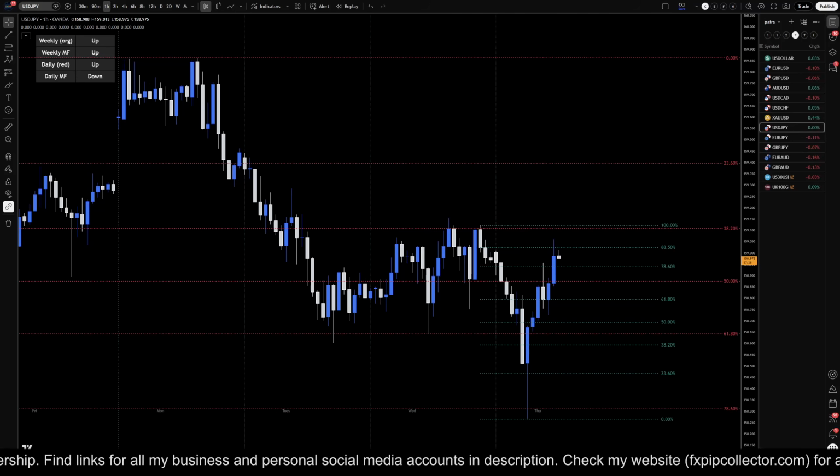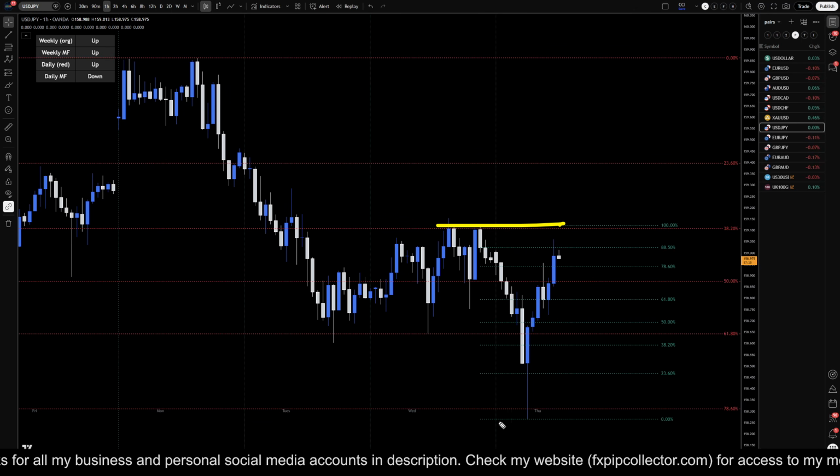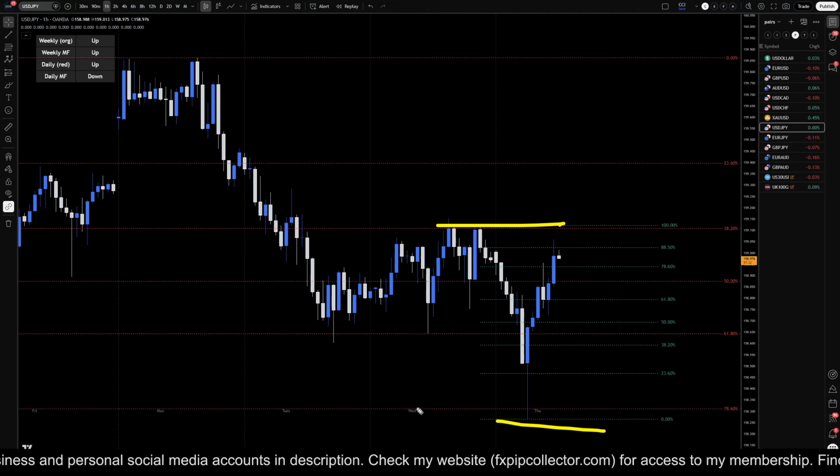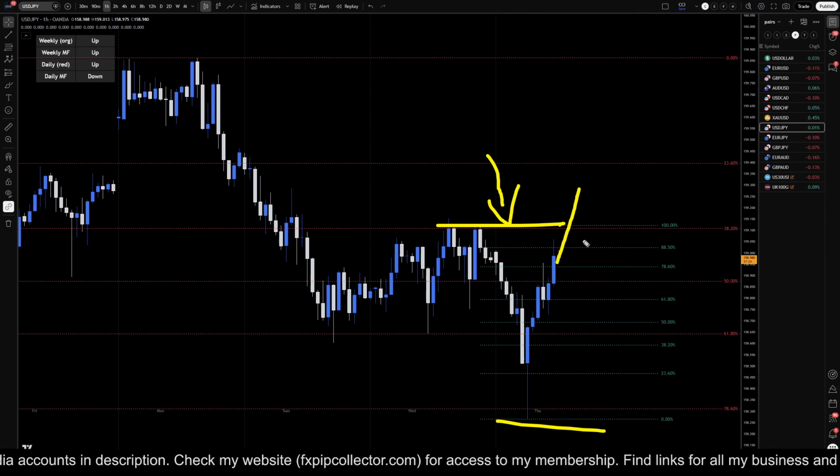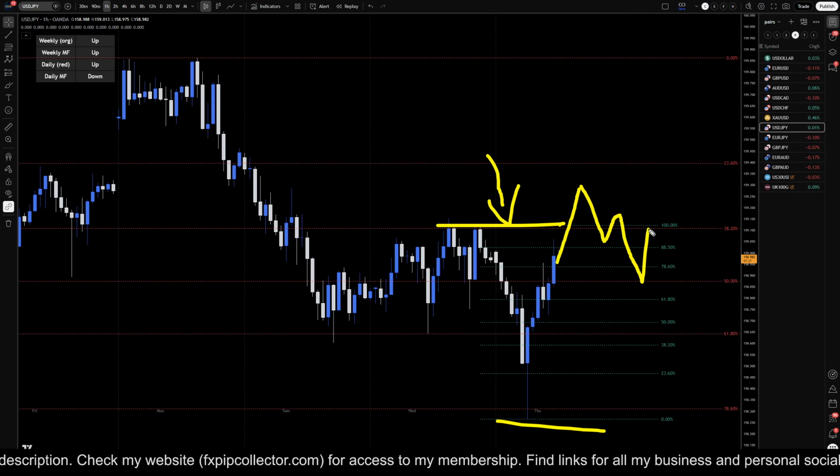Going down to the 1 hour time frame, I currently only have my fib from here to here because there's no break of structure yet. I personally think that price is going to break structure, and if price does break structure, that is going to turn me much more bullish.